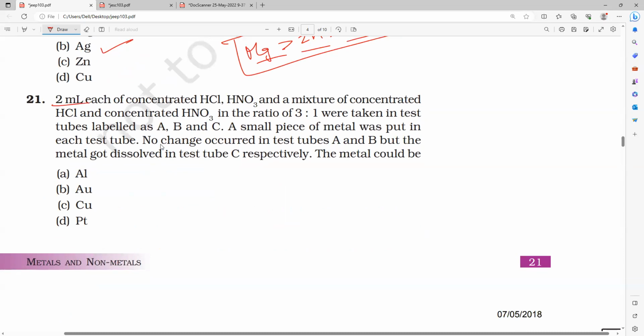Next question, most important. 2 ml of a mixture of concentrated HCl and concentrated HNO3 in the ratio of 3:1 was taken in test tubes labeled A, B, C. A small piece of metal was put in each test tube. No change occurred in test tubes A and B, but the metal got dissolved in test tube C. The metal could be... platinum? Gold?